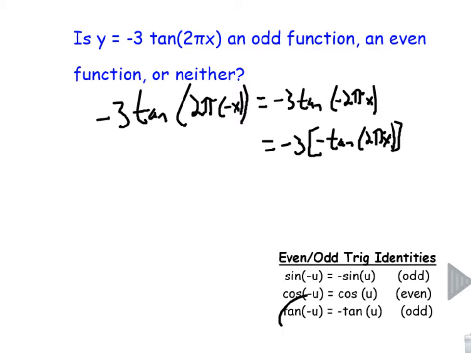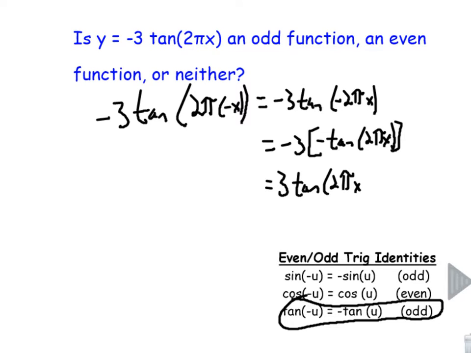It fits this identity right here. And so realize later on we'll be seeing maybe things with sine or cosine and being able to use those. And this gives us positive 3, because we have a negative times a negative, tangent of 2 pi x. And now if we compare this to our original function, they are opposites. So whenever you plug negative x in and you get the opposite, so this one was negative 3 tangent 2 pi x, and this is positive 3 tangent of 2 pi x, you know that it's an odd function. So we actually had to use the test in that one.